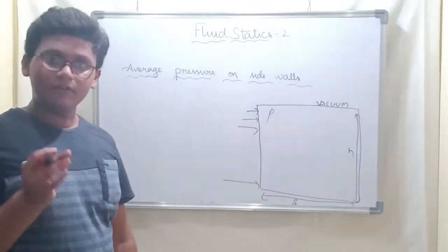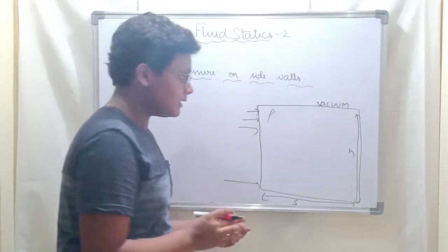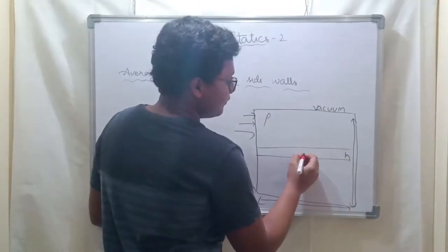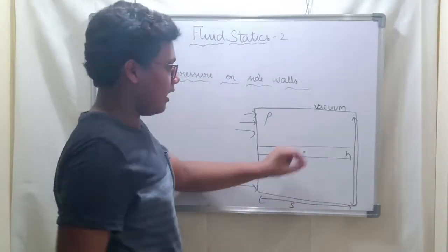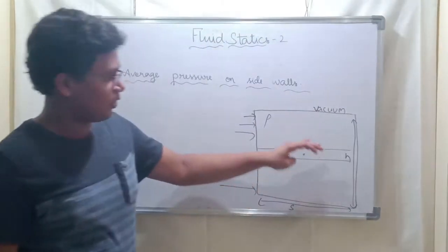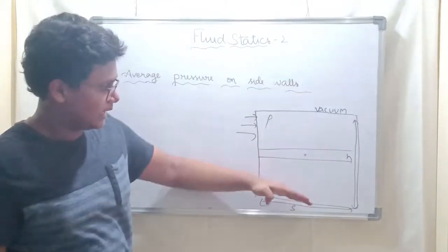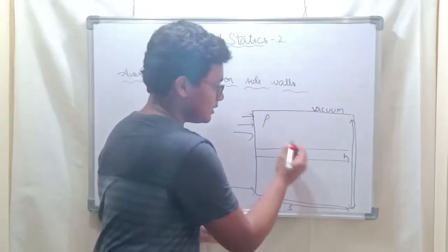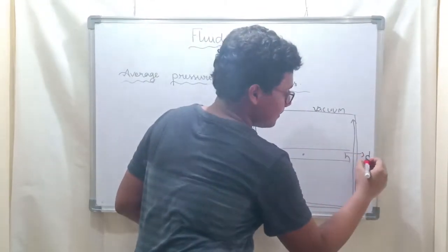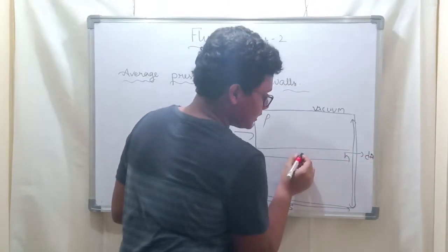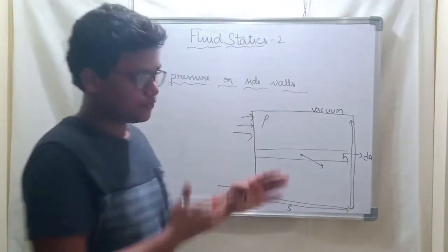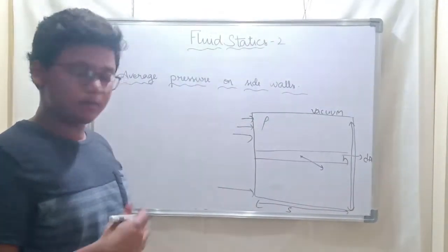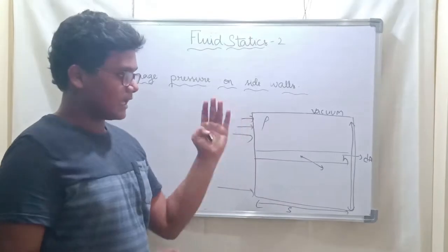So we need the average pressure. If we need the average pressure, for measuring it we will take a strip at the center, which is a part of the total liquid, a part of the total area. This area is dA, and the force on it is part of the total average force acting on the sides of the container.